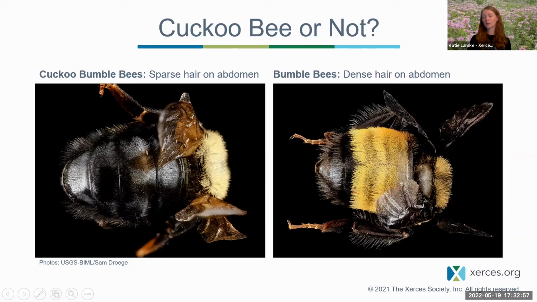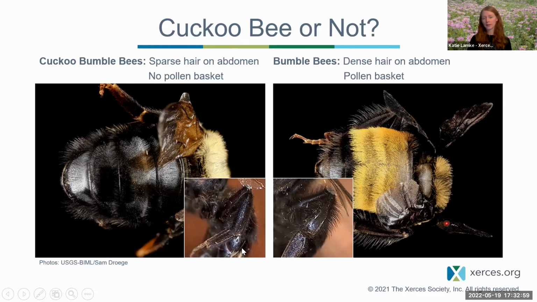So if that's the case, you can also look at the hind legs. Cuckoo bumblebees do not have a pollen basket either, because again, they're not going to be collecting pollen. They're invading the nest of a regular bumblebee and will take advantage of all the resources that are already collected.